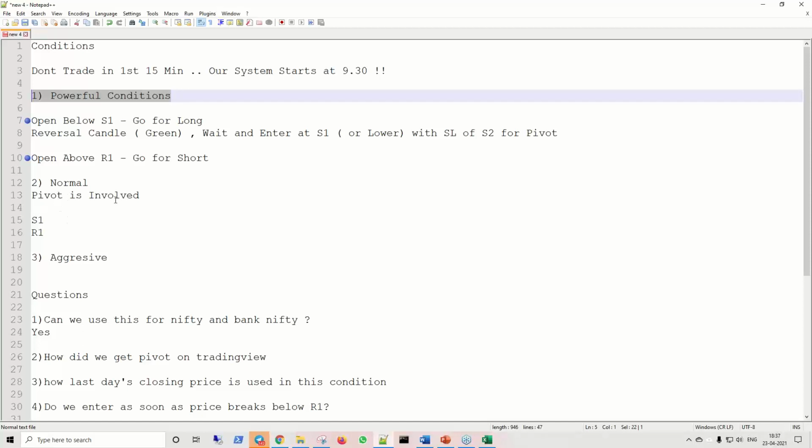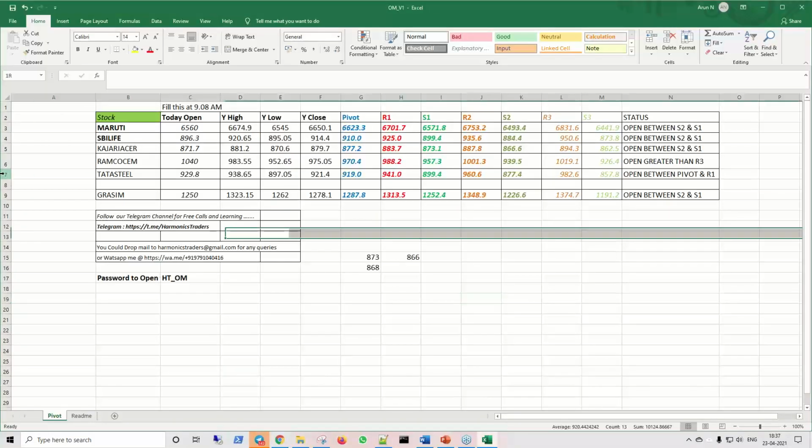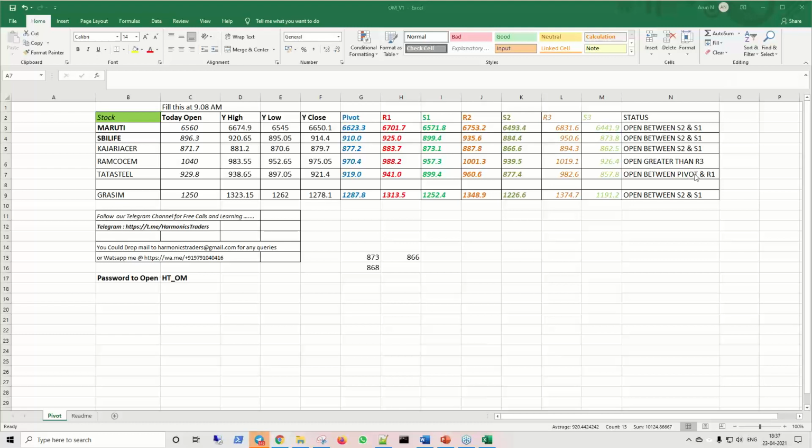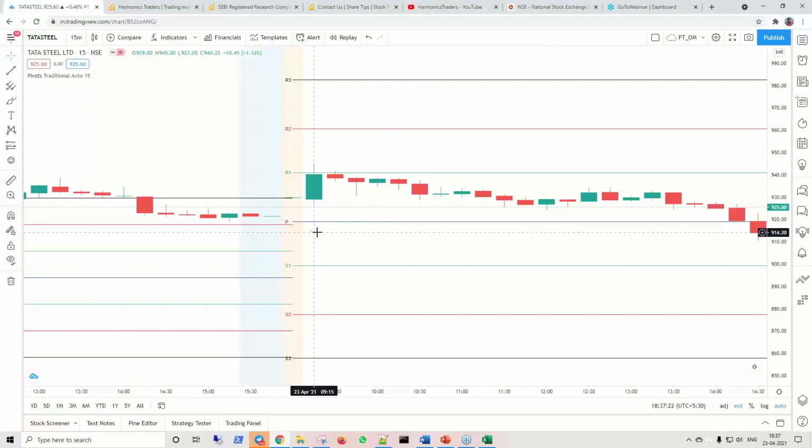The normal condition when pivot is involved is if the open is between R1 and pivot. So in case of Tata Steel, open is between pivot and R1, right? So now what we do, we try to short at R1 after a reversal candle is formed and completed. The first 15-minute candle is a green candle, so you're not supposed to trade. Here we have a red candle, so from this candle you can short at R1.